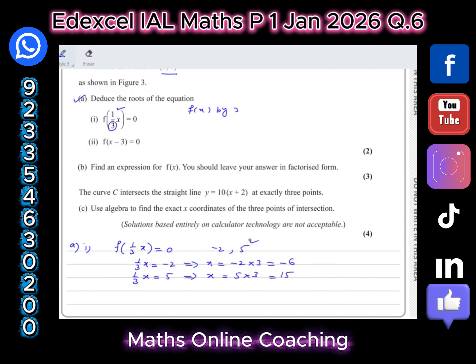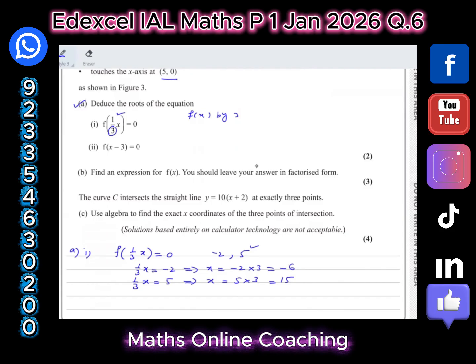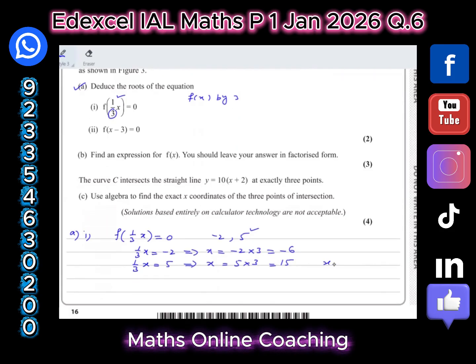Now, 5 is the point where the curve touches the x-axis. So at 5, there are repeated roots. So the roots of the equation will be -6, 15, and 15.